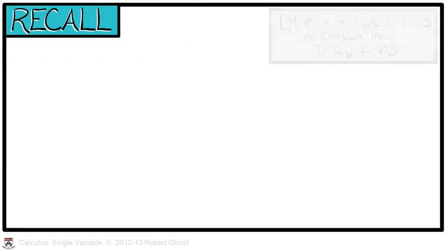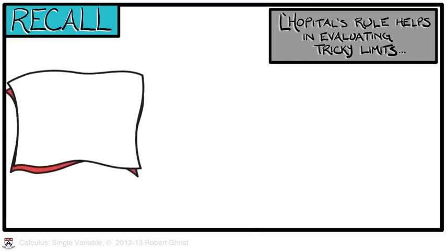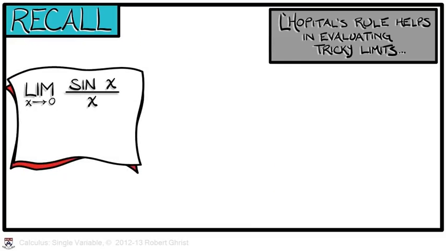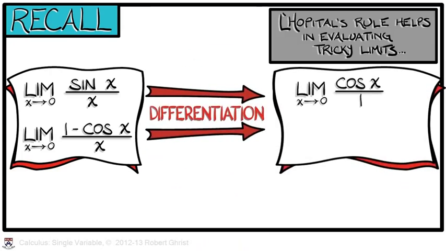Recall that when faced with a tricky limit, l'Hôpital's rule is a good method. For example, if we look at the limit as x goes to 0 of sine of x over x, or the limit as x goes to 0 of 1 minus cosine of x over x, you probably remember that the way to deal with these is to differentiate the numerator and the denominator. The derivative of sine is cosine. The derivative of x is 1. Taking that limit gives you the correct answer of 1.